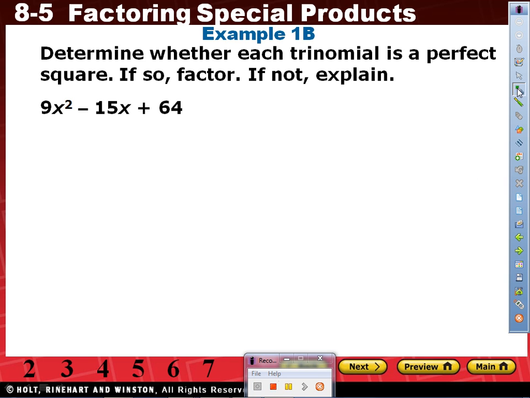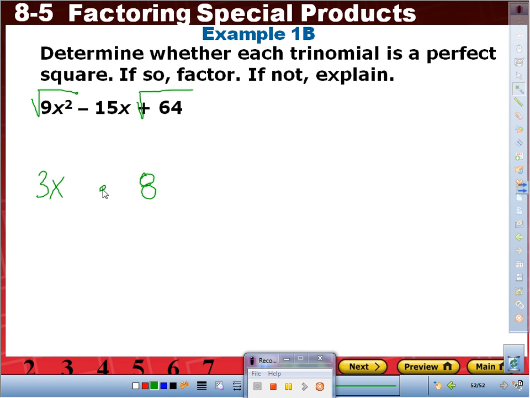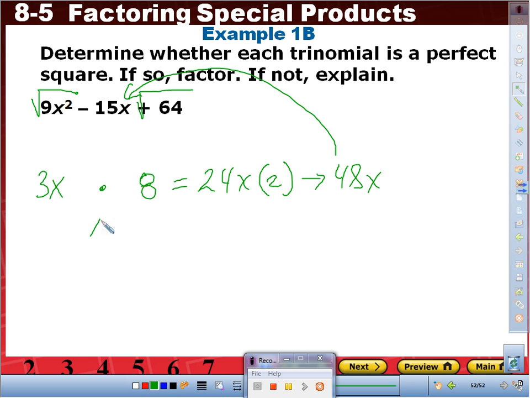Let's see if we got our pattern down. Square root of the first: 3x. Square root of the last: 8. Multiply those two. 3x times 8, that's 24x. And then double that. That should give us 48x. Is that this? No, so then you write not a perfect square. And then it says explain why.